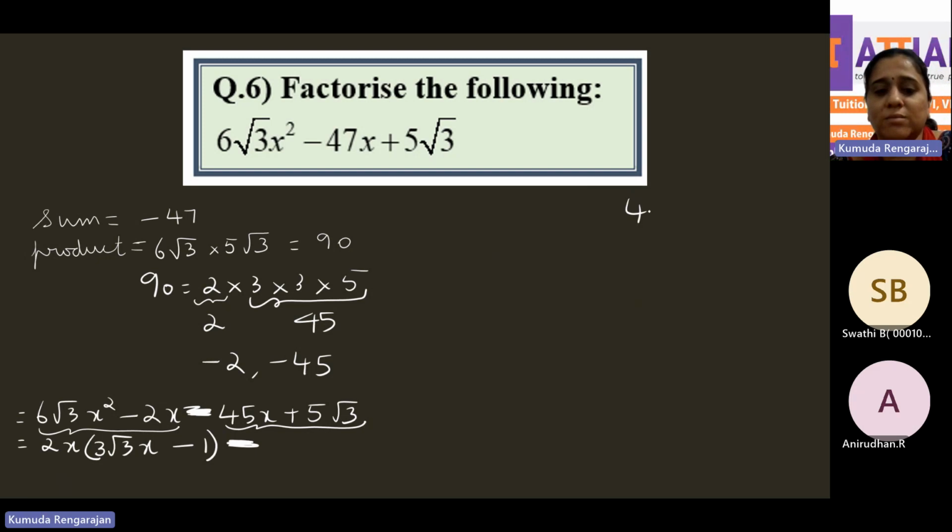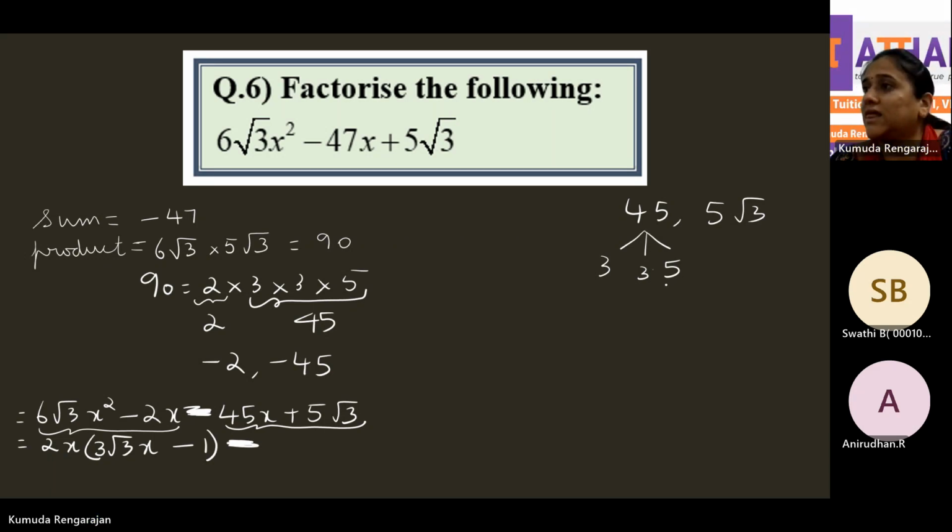We're trying to find what is common between 45 and 5 root 3, correct? What is 45, children? 3 3s are 9, 9 5s are 45, correct? And now what's common? 5 root 3. This can be written as root 3 and root 3, no? So what's common? 5 root 3 itself is common.